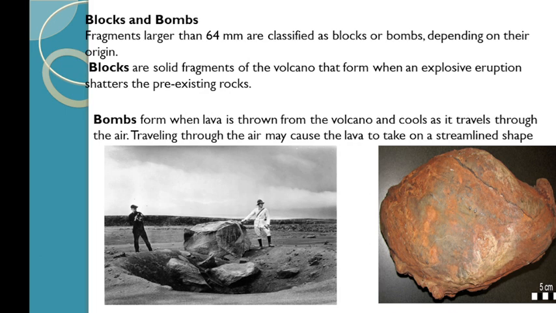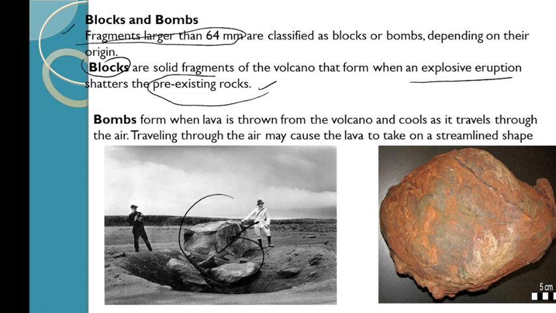And volcanic pyroclastic material is like blocks and bombs. What do you mean by blocks? Fragments larger than 64 mm are classified as blocks and bombs, depending on their origin. Blocks are solid fragments. A block is a solid fragment that a volcano forms when an explosive eruption blasts pre-existing rock. Block means pre-existing rock. Asterisk mark this, underline. Pre-existing rock is a block.